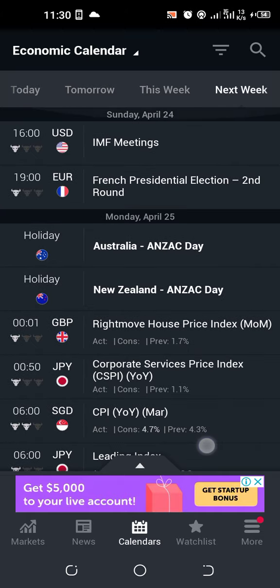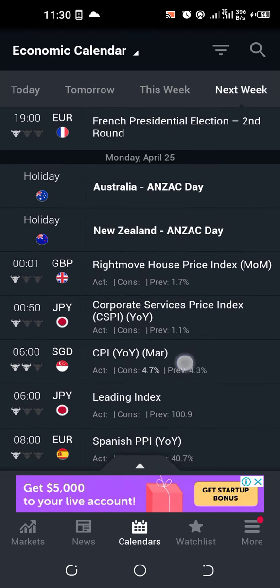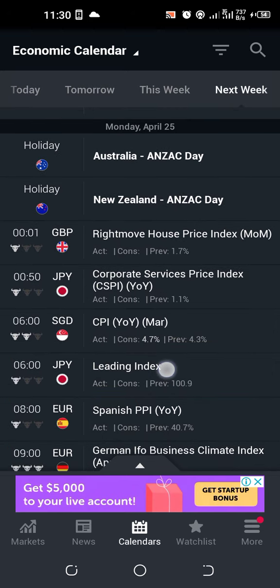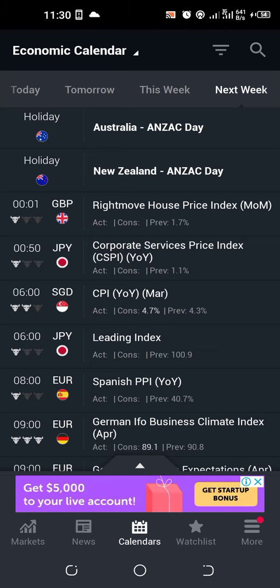As you can see, Sunday has just two news items: IMF meetings, fresh presidential elections, and so forth. Now what I'm going to draw your attention to is the fundamental economic calendar for Monday, April 25th. What I want to draw your attention to are these bull heads at the left side of the screen, close to the pairs.